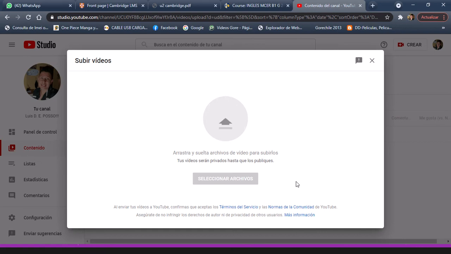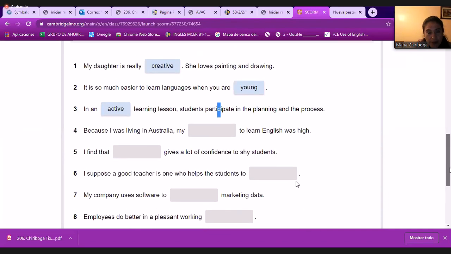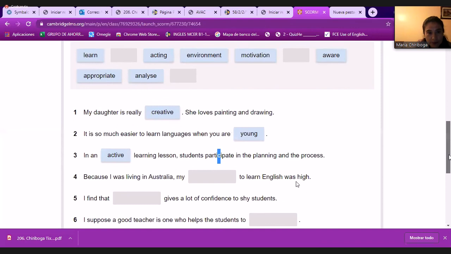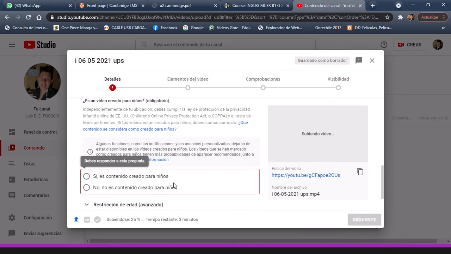Because I was living in Australia, my blank to learn English was high. I show you the options, okay? Wait a second, I'm sorry. The number four, please. You have acting, environment, motivation, aware, appropriate, analyze. Motivation? Okay, let's put, because I was living in Australia. Yes, I suppose many people in Australia speak English, right? So it is a motivation. I agree with you. So let's put motivation here. This is drag and drop, okay?